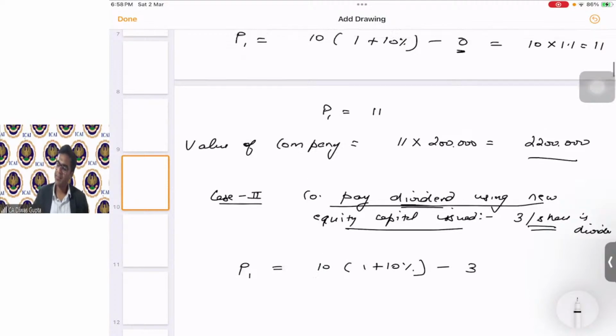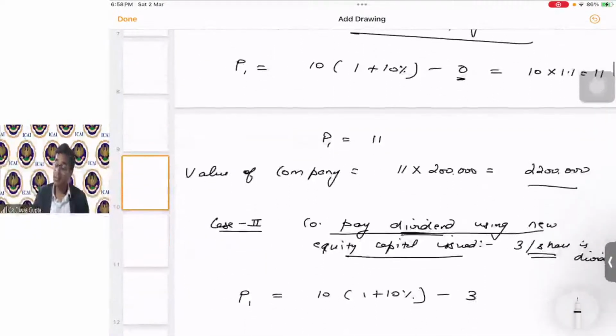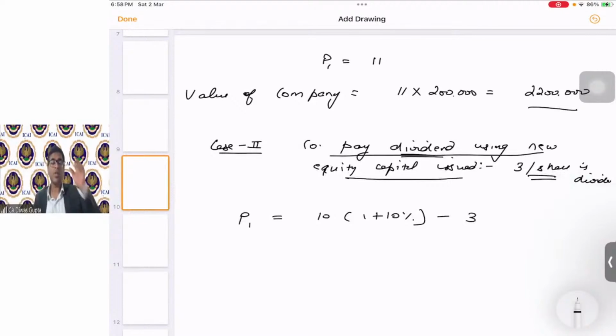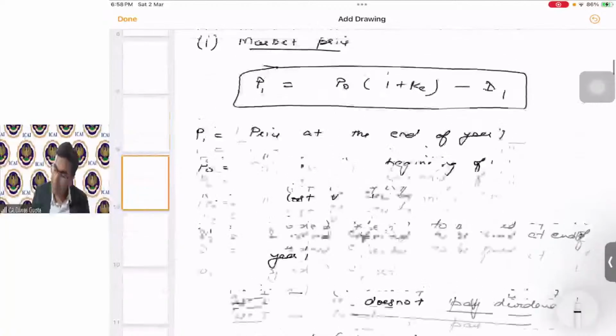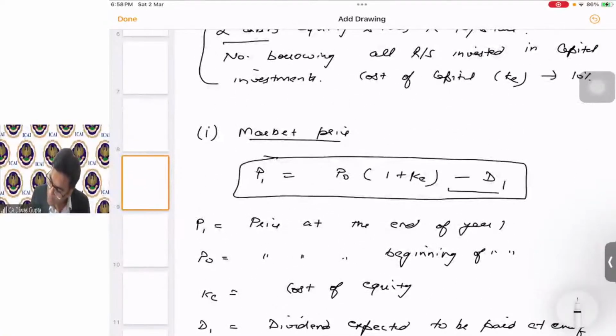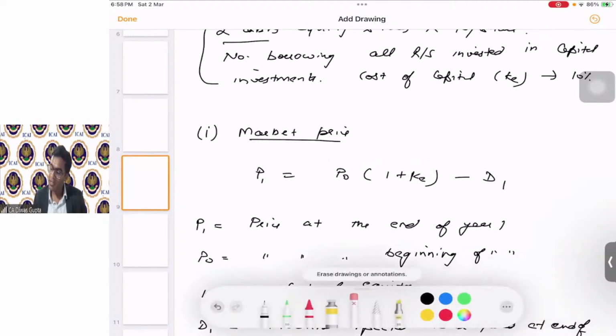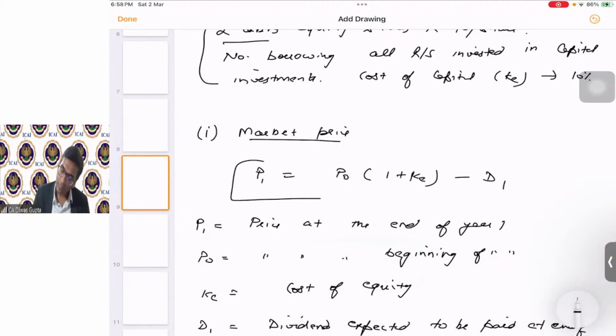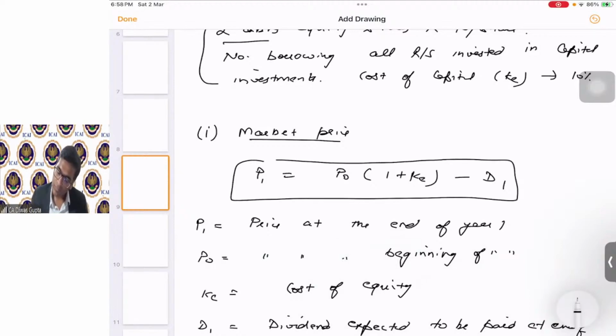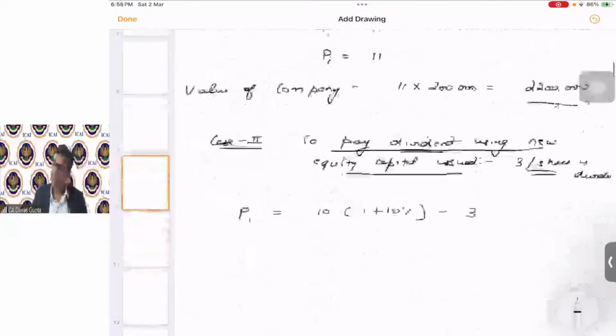Manohar is asking, why are we subtracting dividend? Manohar, as just now I have discussed, cum dividend price, ex dividend price. The moment you pay dividend, your price goes down by the same amount. Hence, we are reducing dividend from this formula to arrive at the correct price after dividend is paid. If no dividend is paid, nothing will be reduced. Okay. That's what we have just discussed.